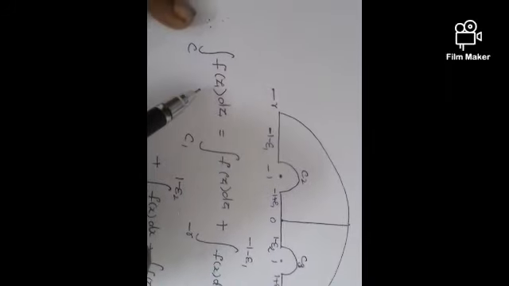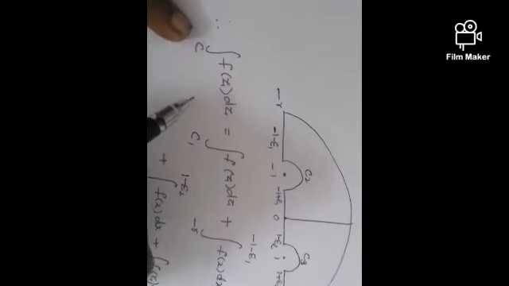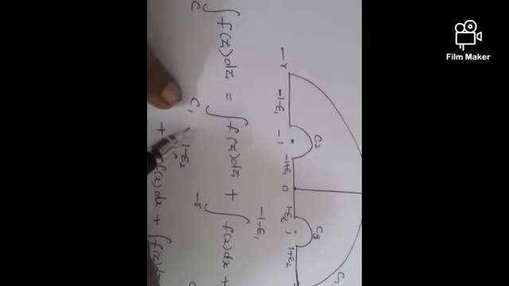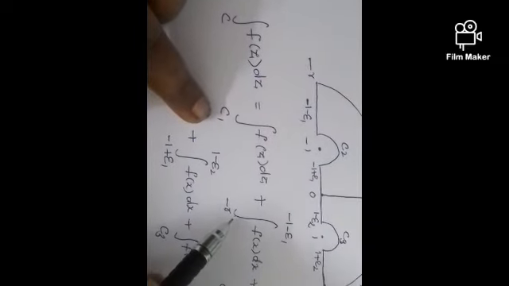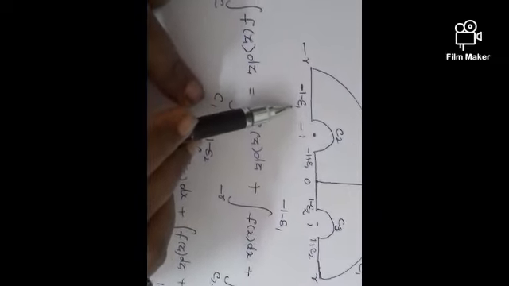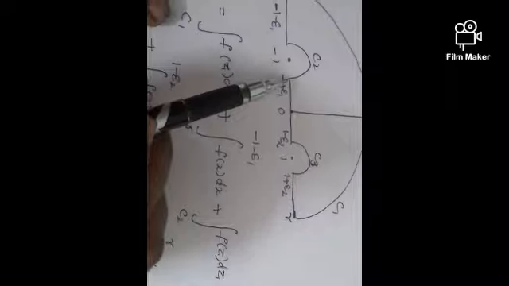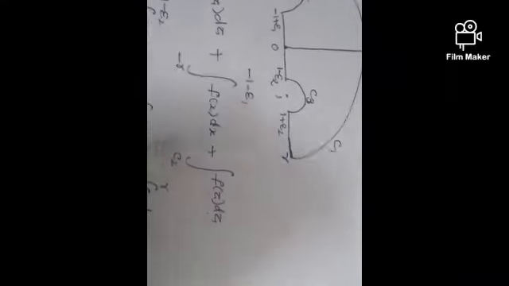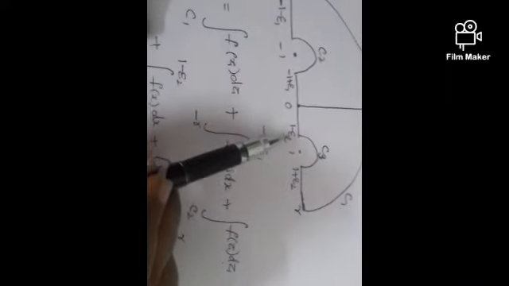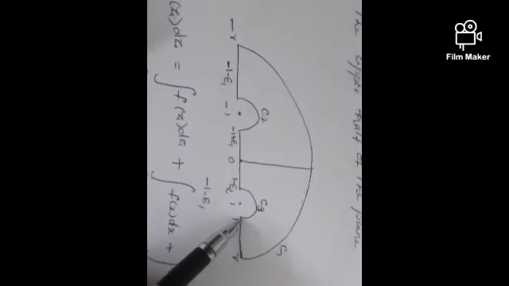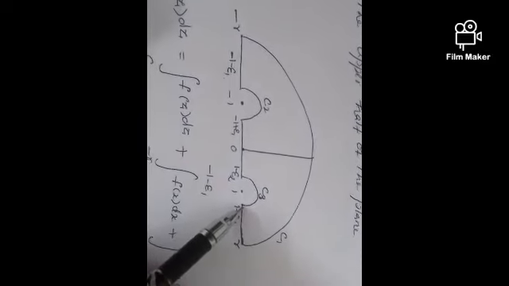The contour C consists of the upper half circle C1, plus the integral from minus R to minus 1 minus epsilon 1 of f(x) dx, plus the small upper half circle on the real axis, integral over C2 of f(z) dz, plus the integral from minus 1 plus epsilon 1 to 1 minus epsilon 2 of f(x) dx, plus the small upper half circle, integral over C3 of f(z) dz, plus the integral from 1 plus epsilon 2 to R of f(x) dx.